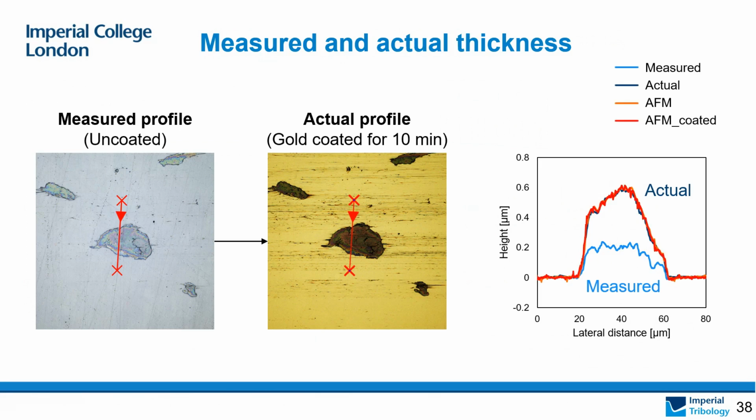We know what we measured after the gold coating is the actual profile because we have verified it with the AFM measurement. The orange and red lines are profiles measured by AFM. And as we can see, compared to both the AFM measurement and the actual profile, they match well with each other.